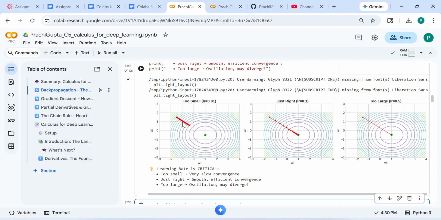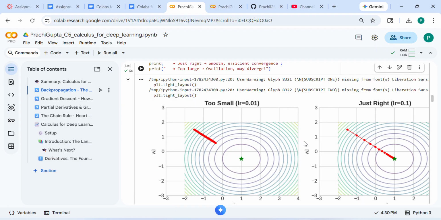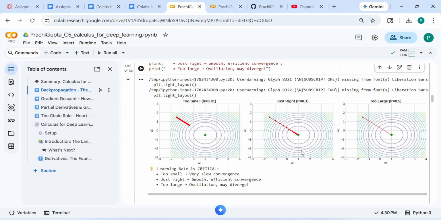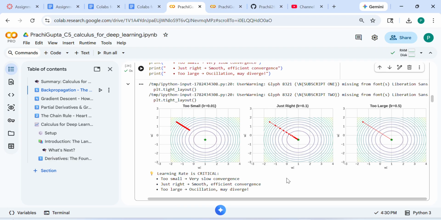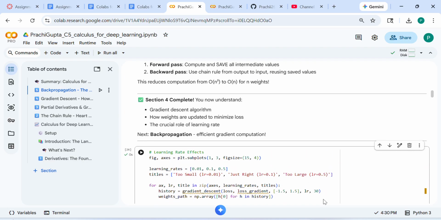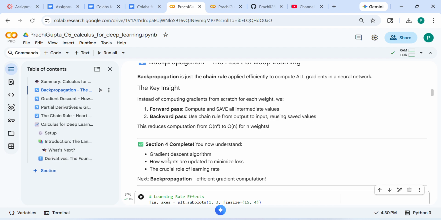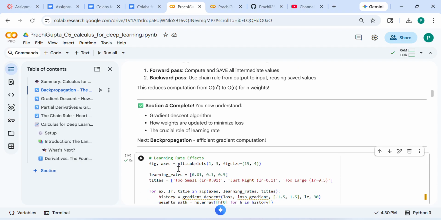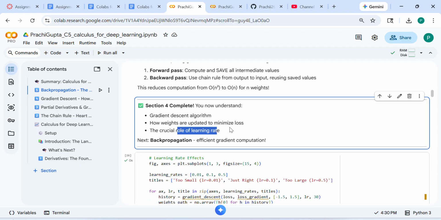First, we see very slow convergence. Then a smooth and efficient convergence, that is the just right one. And if we use too large a learning rate, the oscillation may diverge. This shows the graph, the path. Now we have completed section 4, the gradient descent algorithm, how weights are updated and minimized, and the crucial role of the learning rate.